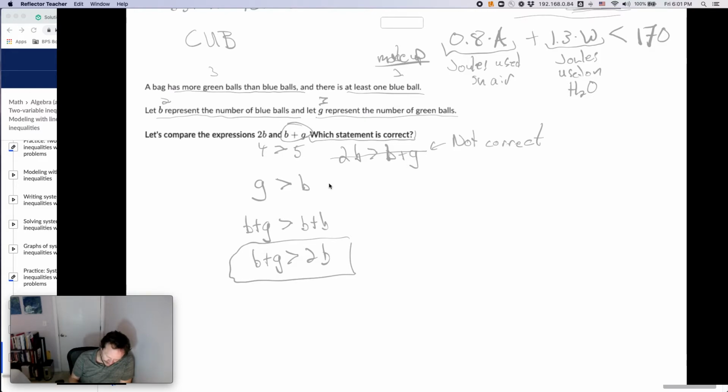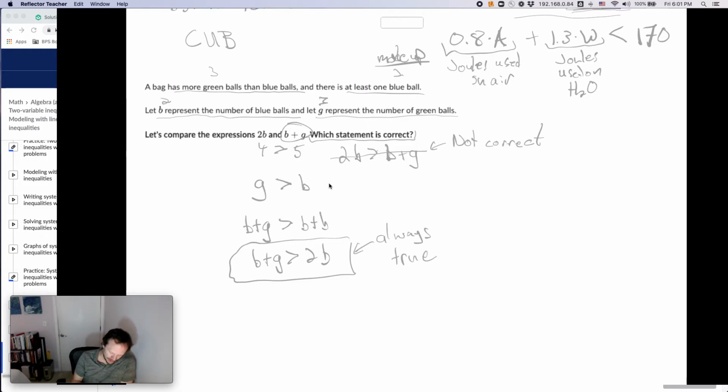So we see that it ends up that not only was this not true, but the opposite is true. B plus G is always greater than 2B. Never equal, always greater than. Always true. And it works with our numbers.